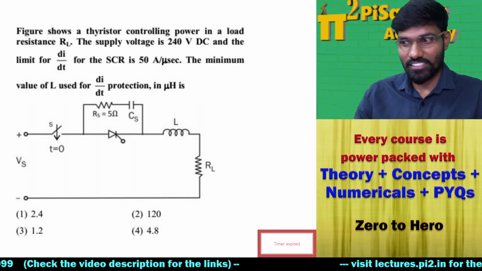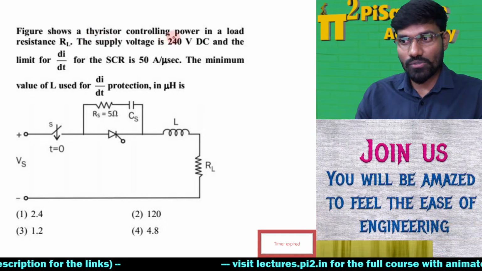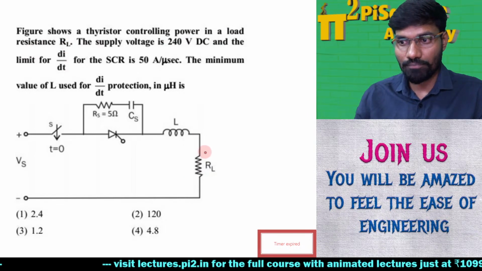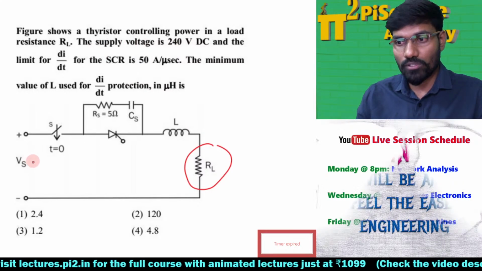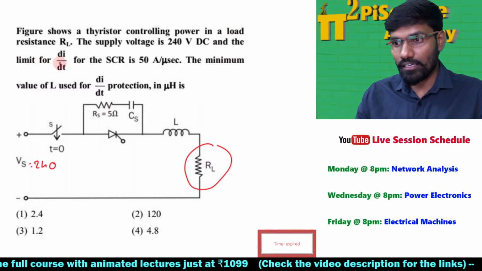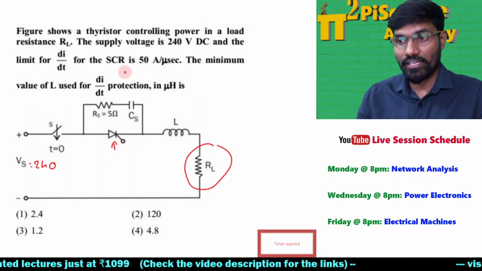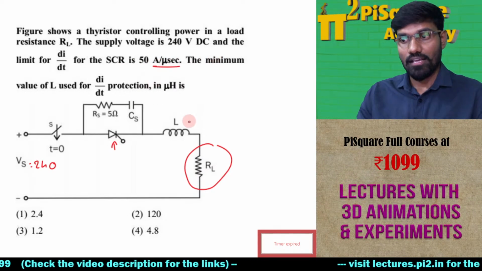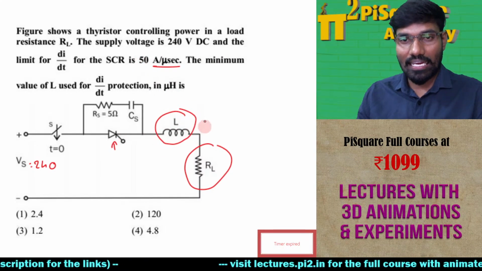Okay, good. Time's up anyways. Let's see. The figure shows a thyristor controlling power in a load resistance RL. The supply voltage is 240 volts, and this SCR has a di/dt rating of 50 ampere per microsecond. Now to have that, what should be the value of inductor L?